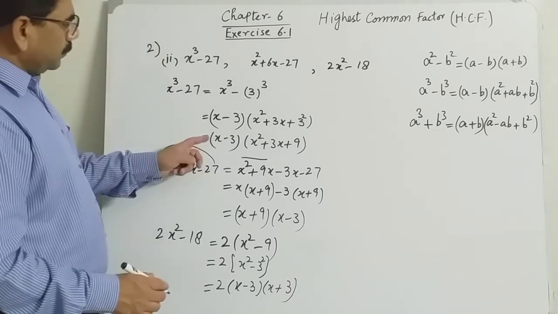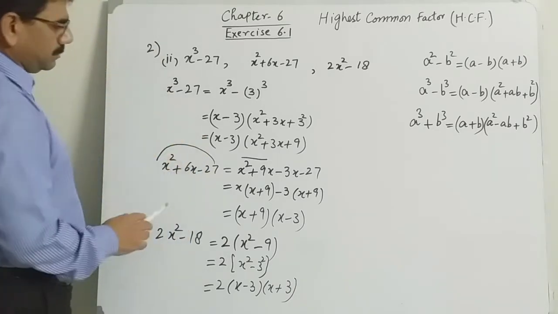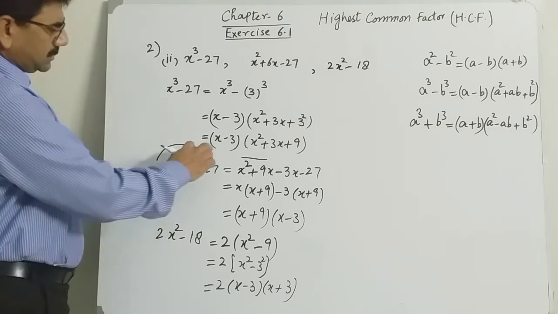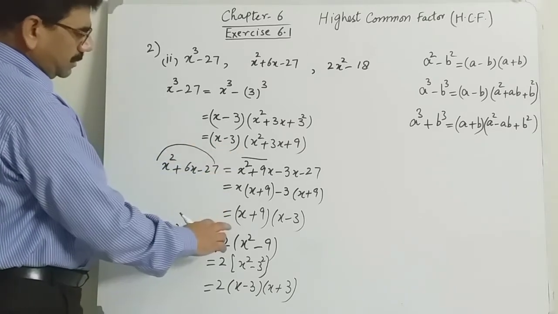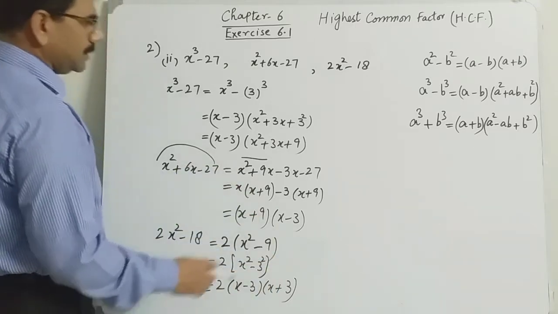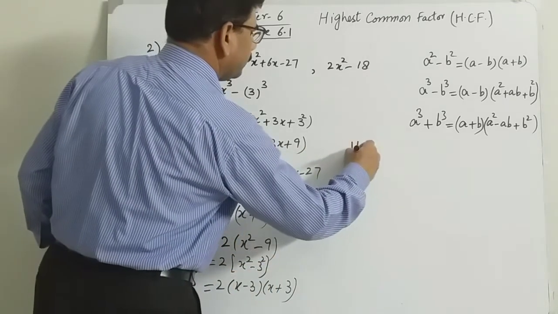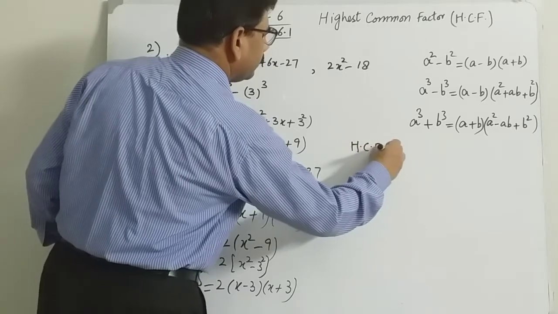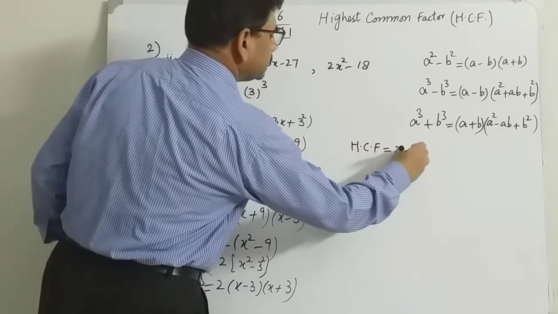Now we will have to find the HCF of these three polynomials. For this we will find the common factor among these three polynomials, which is x minus 3. So the HCF will be equal to x minus 3.